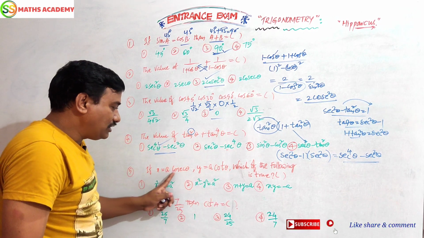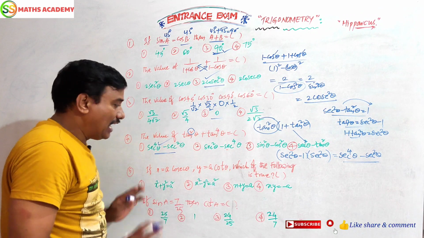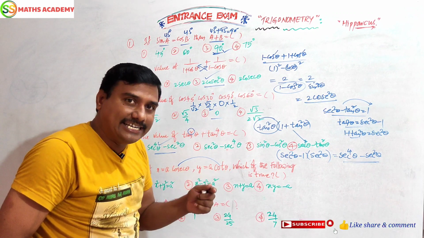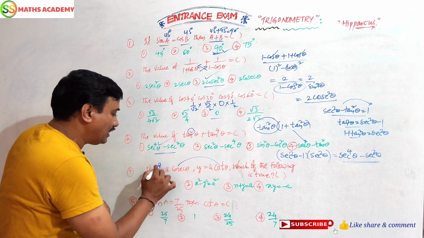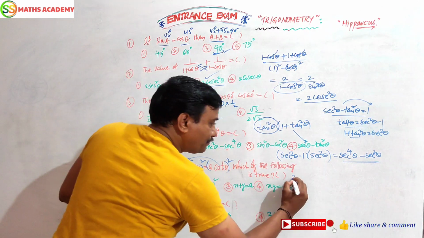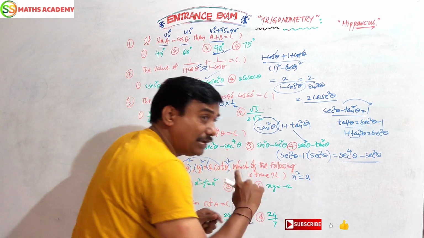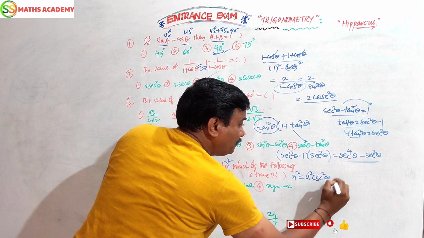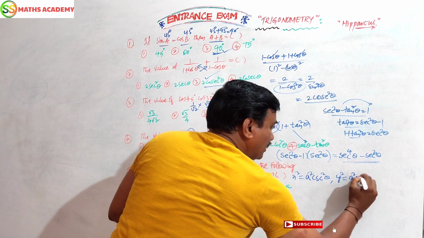Next, if x equals a cosec theta and y equals a cot theta, then which of the following is true? I told you there is a relationship between cosec and cot. What is the relationship? Yes, the third identity: cosec square theta minus cot square theta equals 1. We have to do squaring on both sides. What do we get? X square equals a square cosec square theta, using (ab) whole power m equals a power m, b power m. So x square equals a square cosec square theta, as well as y square equals a square cot square theta.